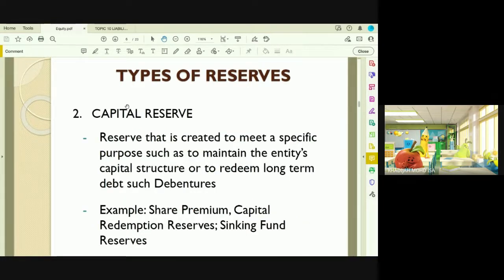The other one is the capital reserve. It's created to meet a specific purpose, such as to maintain the entity's capital structure or to redeem long-term debt, such as debentures. So this capital reserve is a special reserve. For example, we have the share premium, the capital redemption reserve, and the sinking fund reserve. This one is created along the way. We'll see that later, how we are going to have this reserve.